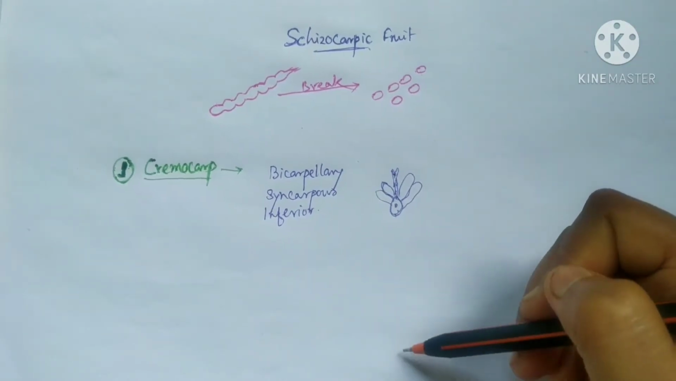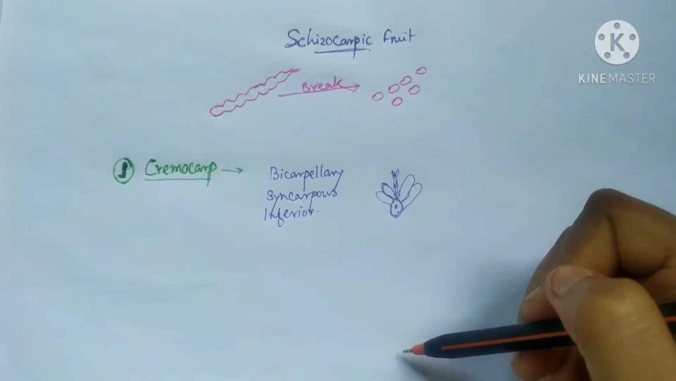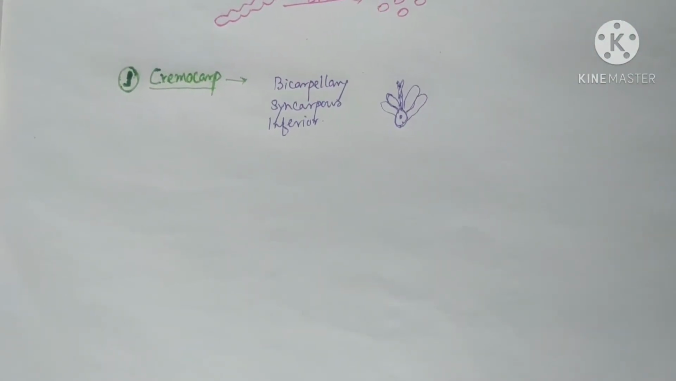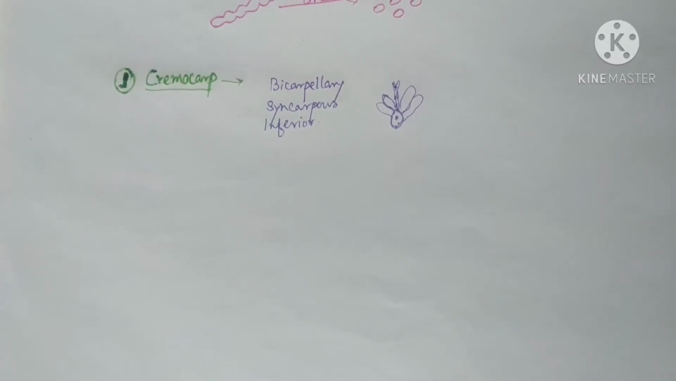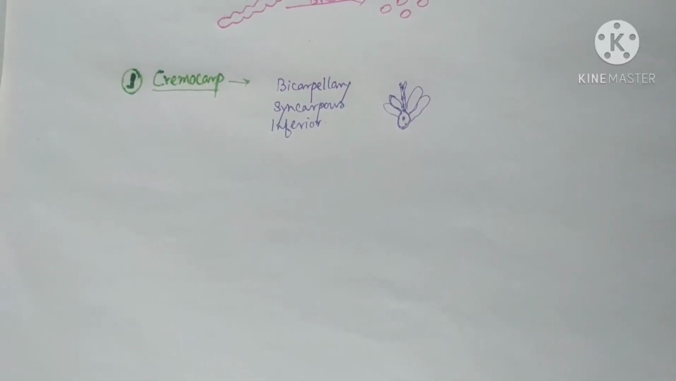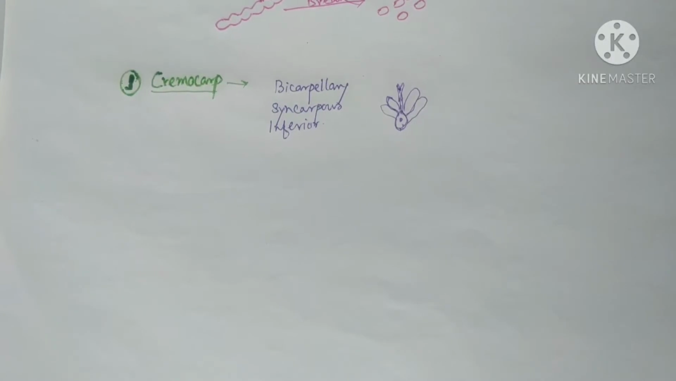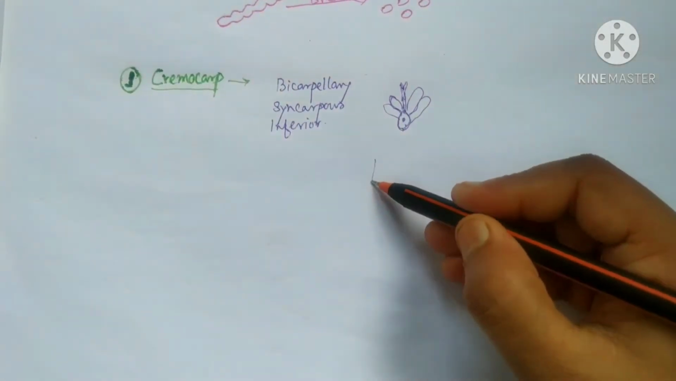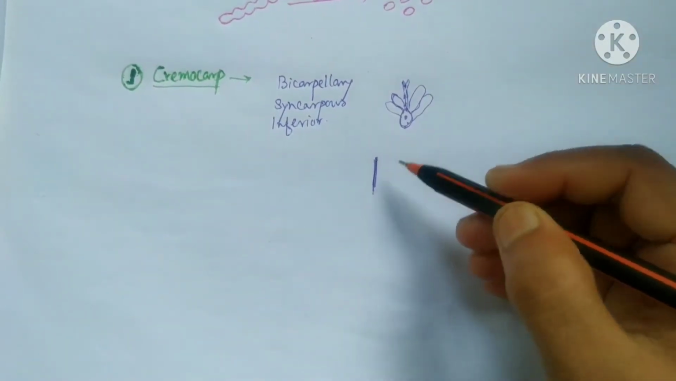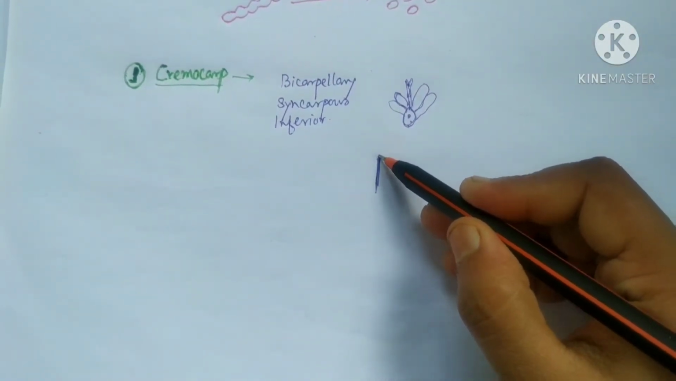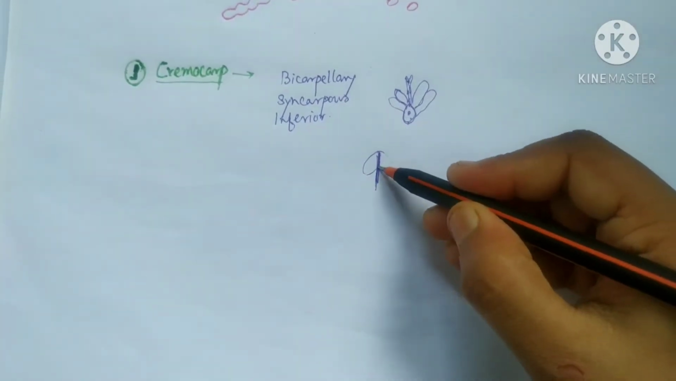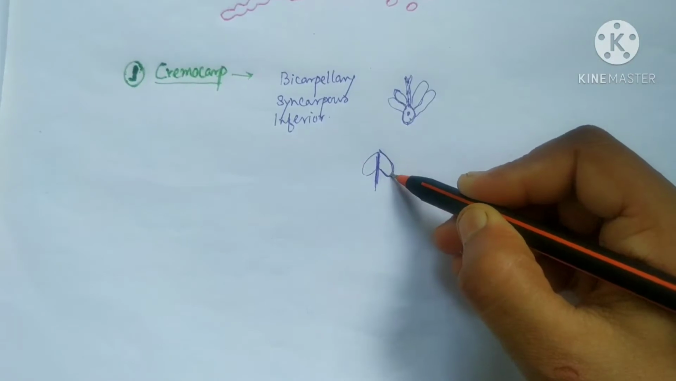Here in this type of fruit, the fruit contains two seeds with a common axis. So it is a common axis, and the fruit contains two seeds, like this type.